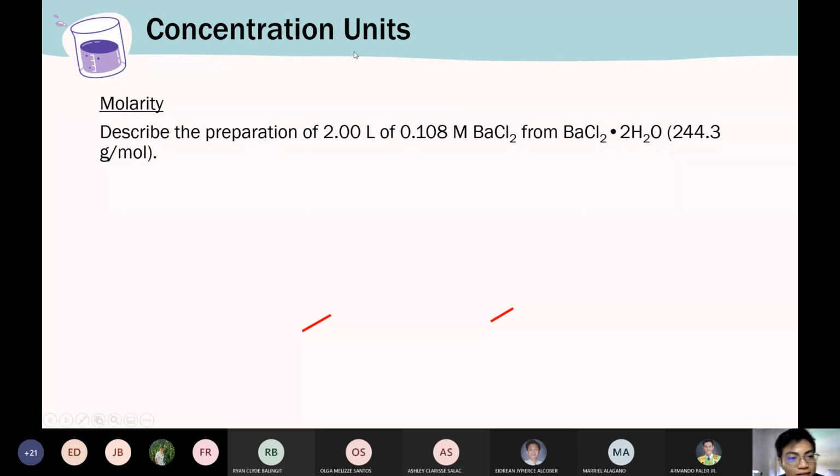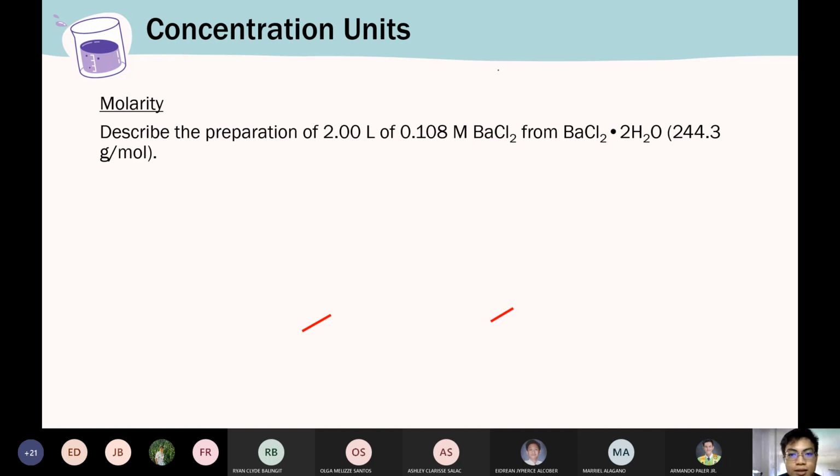Okay. So I want you to describe the preparation of 2 liters of 0.108 molar barium chloride from barium chloride dihydrate. Okay. Ito ay hydrates, no? Hydrates, ibig sabihin, sila yung may water. Okay. May water molecule sa mismong solid. Okay. So yun, that's barium chloride from barium dihydrates. Okay?